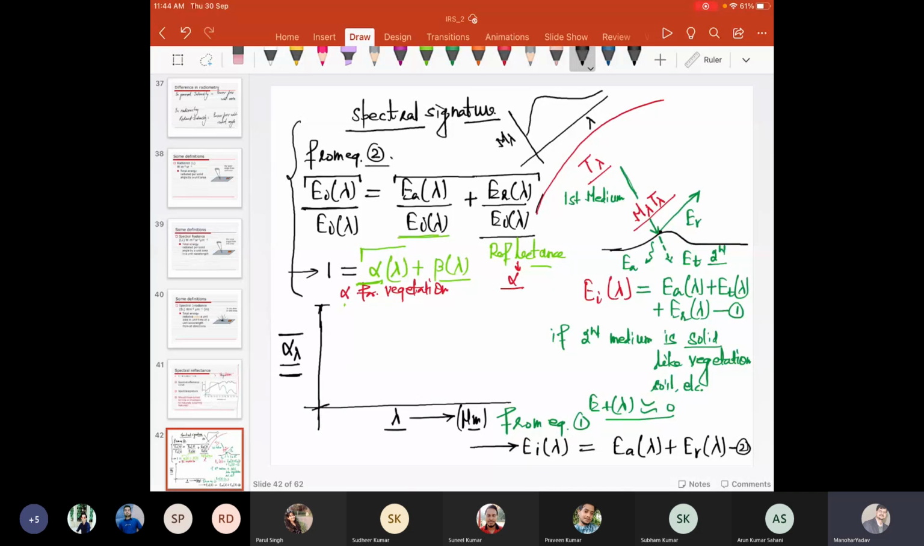Alpha, now we have derived over here, varies between 0 to 1. So we can say that 0 is less than alpha less than 1. And we can also write it in terms of percentage. So it will be 0% less than alpha less than 100%. Okay. And this is called the spectral signature. This plot is called the spectral signature.